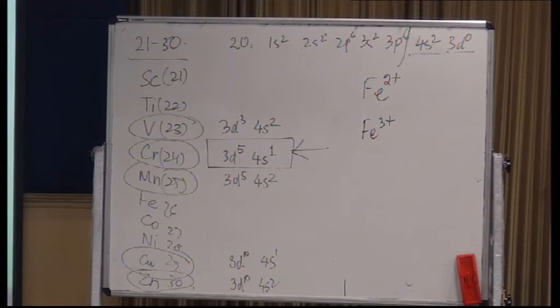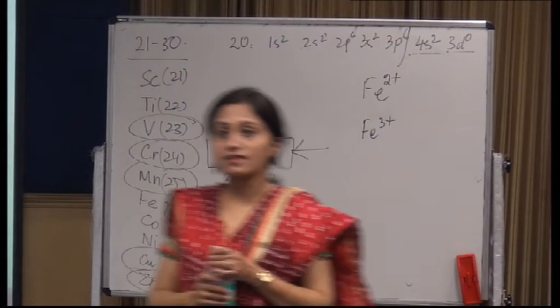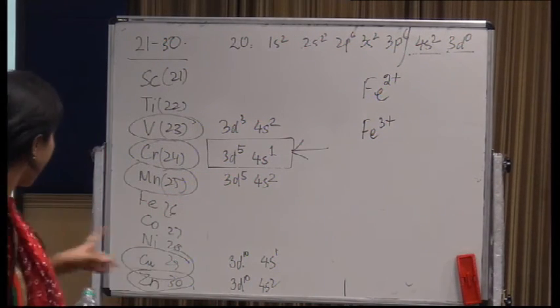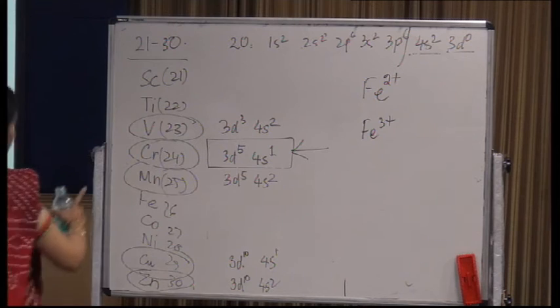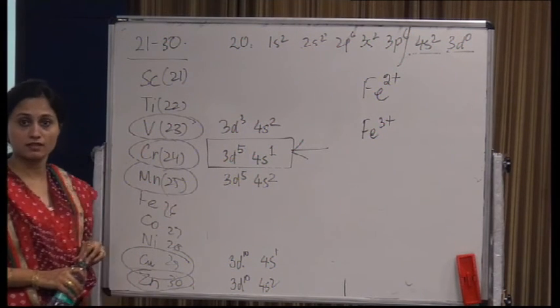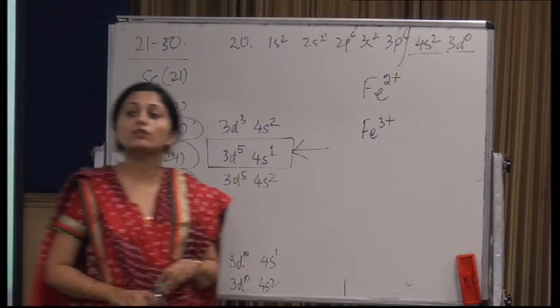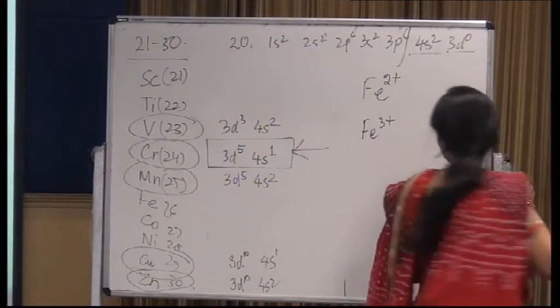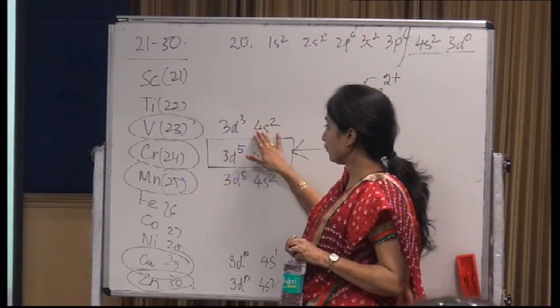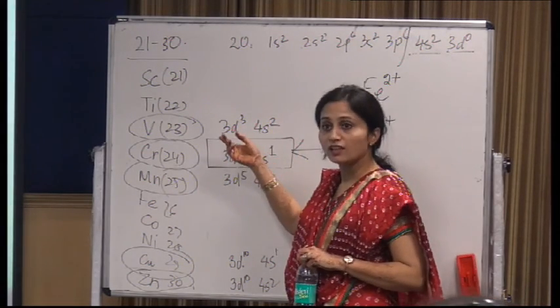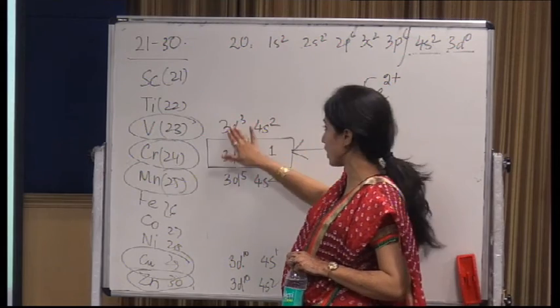Okay, then do it for V3 plus and Br minus. V3 plus means I am talking about vanadium. Scroll down. V3 plus, vanadium 3 plus, you can do it. And then after vanadium 3 plus, I am asking you to do it for Br minus. V3 plus will be 3D3 4S2. So 3 plus means it will be 3D2. After 2 electrons are given from S, 1 will be taken out from D.